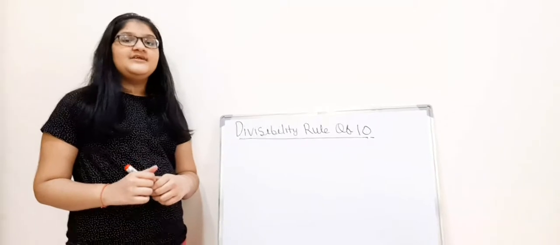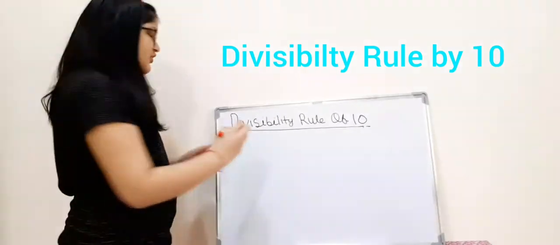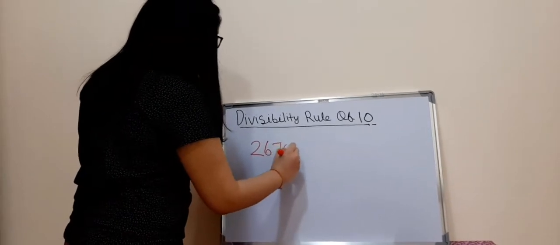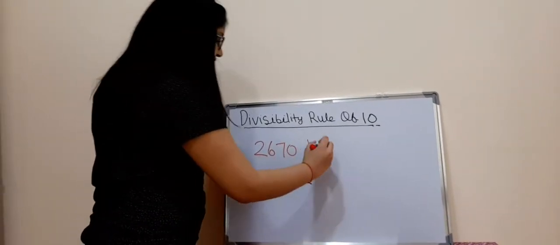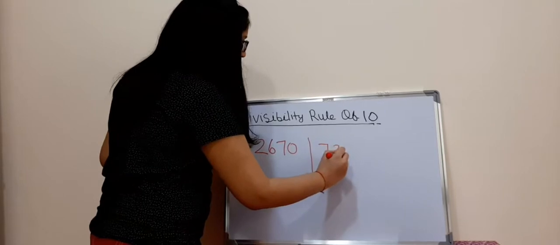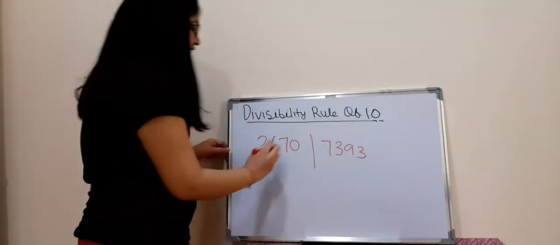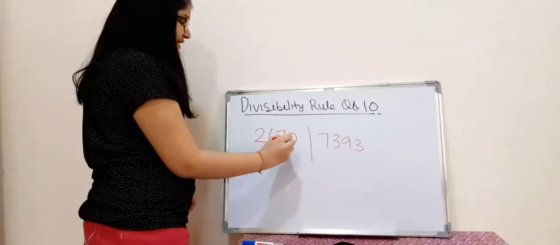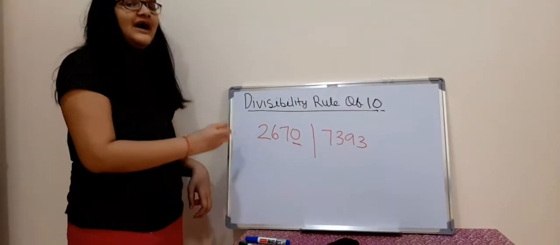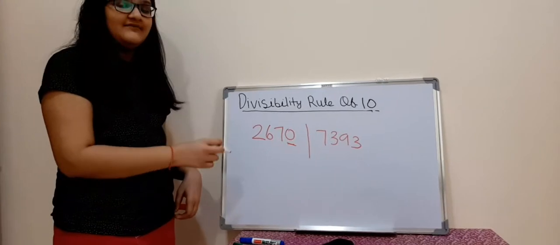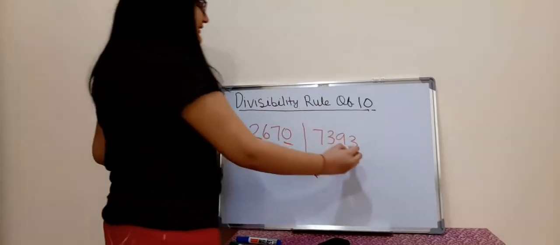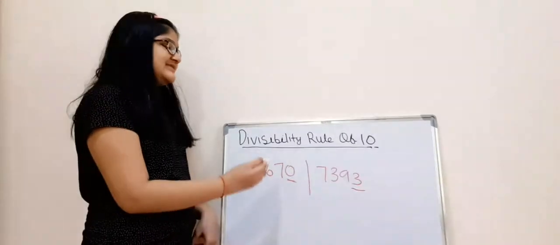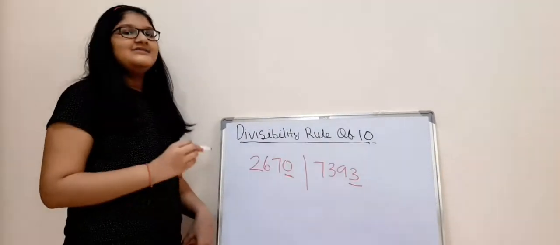Next, the divisibility rule of 10. Divisibility rule of 10 is very easy. Just the number should end with 0. And if it ends with 0, then the number is divisible by 10. Now, over here, is the number ending with 0? Yes. The number is ending with 0. So 2670 is divisible by 10. Over here, is the number ending with 0? No, it's ending with 3. So this number 7393 is not divisible by 10.